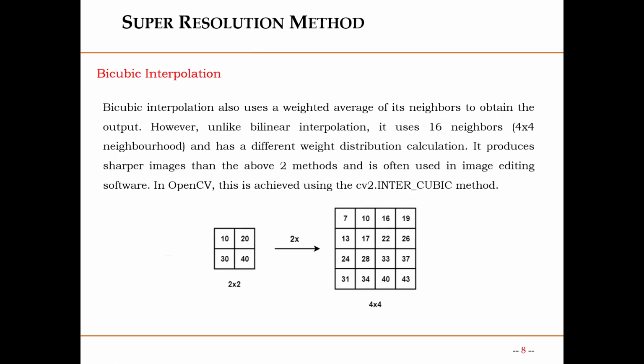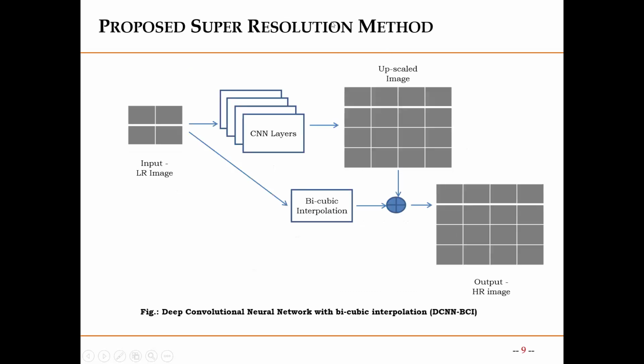Basically, three types of interpolation methods are there. One is classical interpolation, the second one is bilinear interpolation, and the third one is bicubic interpolation. In bicubic interpolation, we have to consider the 16 neighboring pixel values for generating these high resolution images. So bicubic interpolation uses a weighted average of its neighbors to obtain the output, like bilinear. And here we use the 16 neighbors, with a different weight distribution calculation. So this is our input image, that is a 2 by 2 image, and this is our output image, that is a 4 by 4 image. We calculate the high resolution value by using the 16 nearest neighboring values.